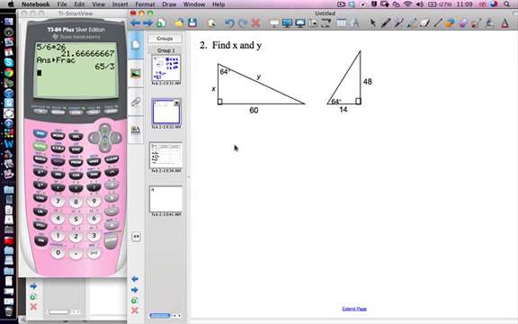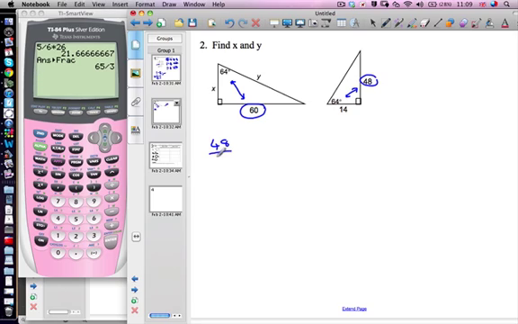Here we are. This one's a bit trickier because the triangles are similar, but they're not the same way up. So we need to look for our corresponding lengths. And here we can see, we know the one that's opposite the 64 degrees. So that's 60 is corresponding with that 48. They're in the same position relative to the angles.